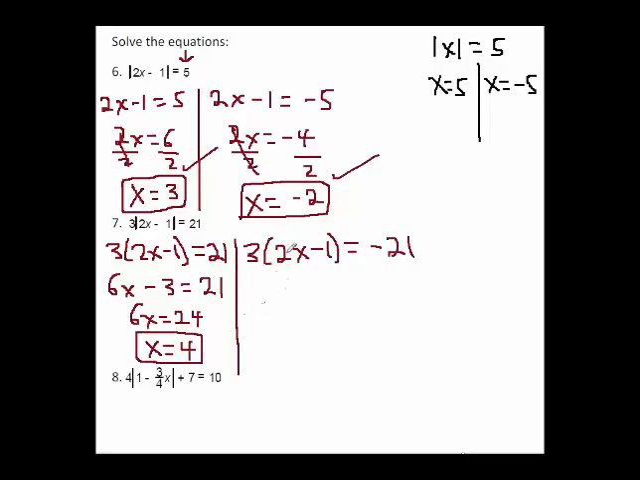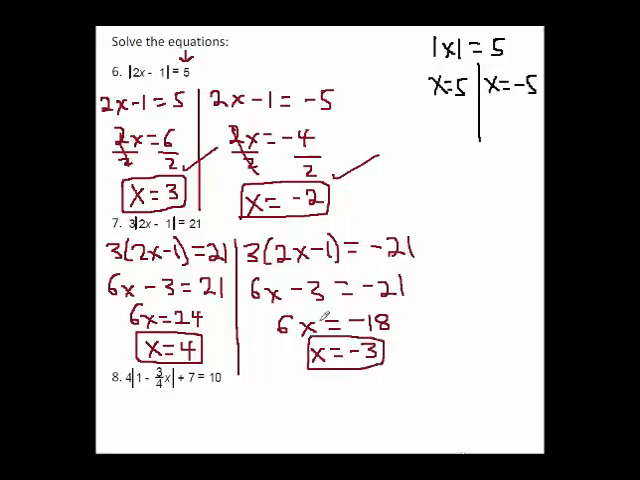Now let's try the other side. Distribute it in the same way. 6x minus 3 equals negative 21. Add 3 to each side, and you've got 6x equals negative 18. Divide each side by 6, and you've got x equals negative 3.